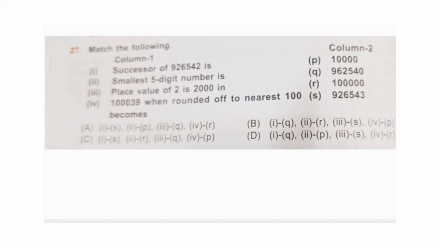Let's head straight to question number 27 from the Achievers section. Let's try to read the question. Match the following. You have two columns, column 1 and column 2. You have to find out the right option from column 1 and match it up to column 2. Let's do that, and then we will be able to find the correct option that fits exactly our requirement.